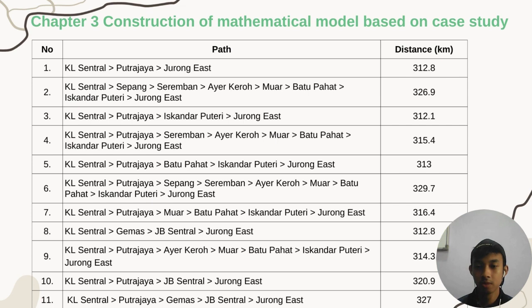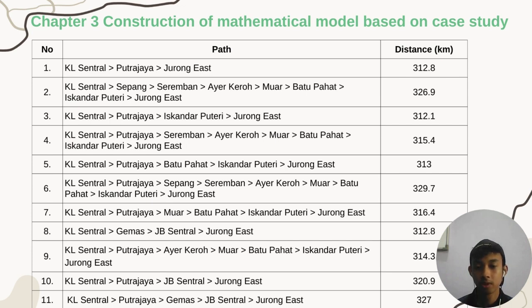For the ninth path is KL Central to Putrajaya to Aikaro to Muar to Batu Pahat to Iskandar Puteri to Jurong East. The total distance for the ninth path is 314.3 km. For the 10th path is KL Central to Putrajaya to JB Central to Jurong East. The total distance for the 10th path is 320.9 km.